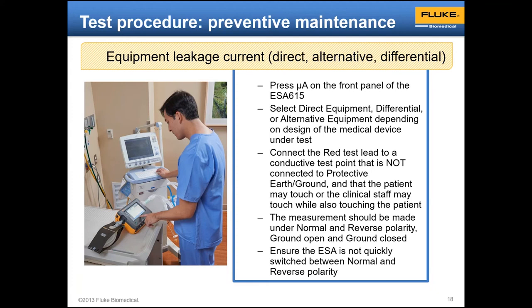This touch current test will also be done with power on and power off, because we're using the direct method now from IEC 62353. So we will test with power on and power off, normal polarity and reverse polarity. We will also do the single fault test for opening ground and closing ground and make sure that we find the worst case leakage current, and that's what we will document.